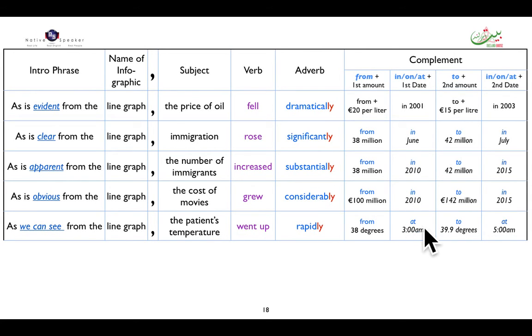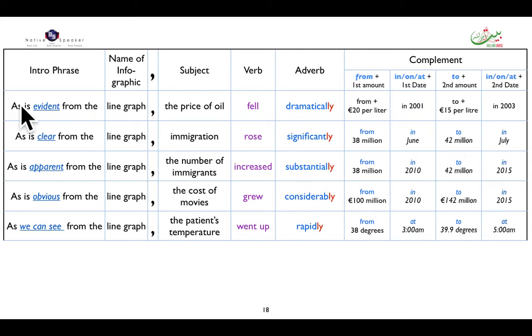Times and hours use the preposition at, so that's why it's at. But these remain at from and to. So if it's a month, it's in. If it's a year, it's in. And if it's a time, it's at.